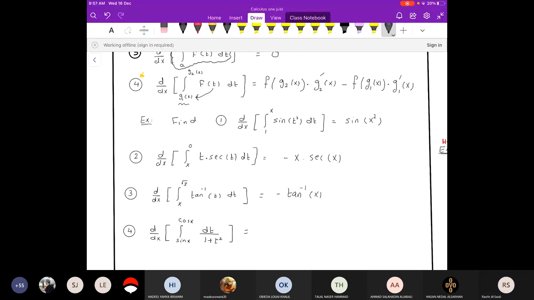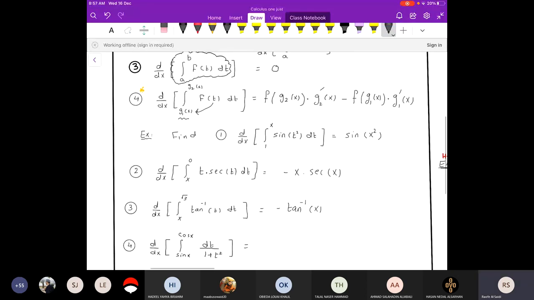Why? Because this is equivalent to d by dx of minus the integral from a to x of tan inverse t. Okay? Okay. For this reason the sign is negative. Okay? Yeah. So let me see number 4.